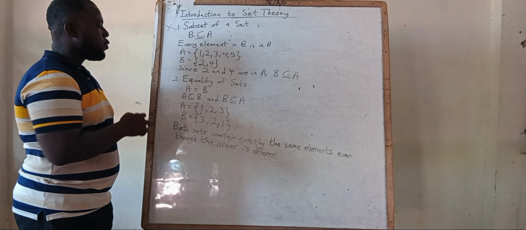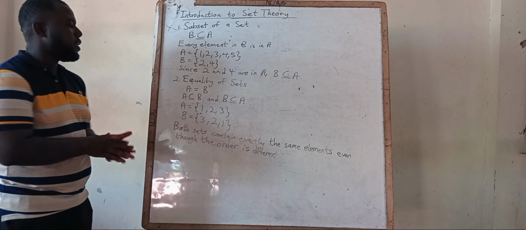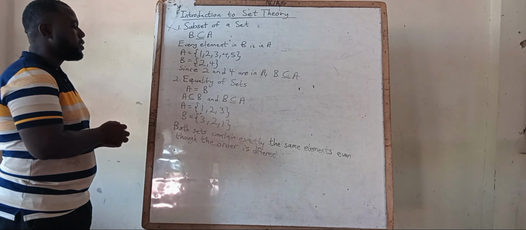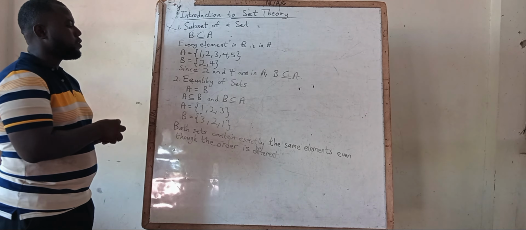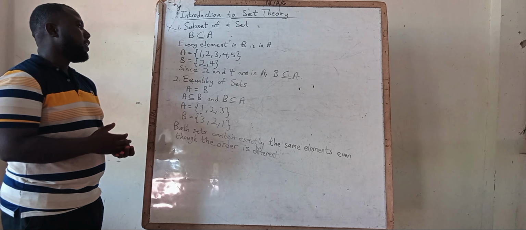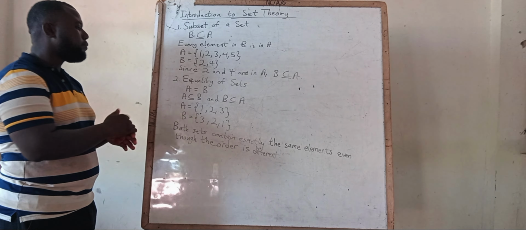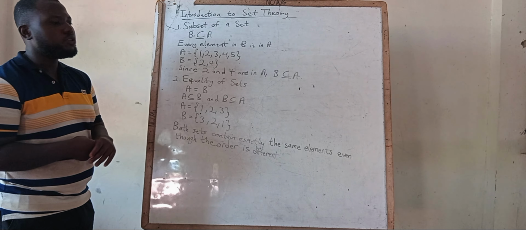Let's move on to equality of sets. If we say a set A is equal to a set B, it means A is a subset of B and B is a subset of A. Meaning every element in A should be found in B and every element in B should be found in A.